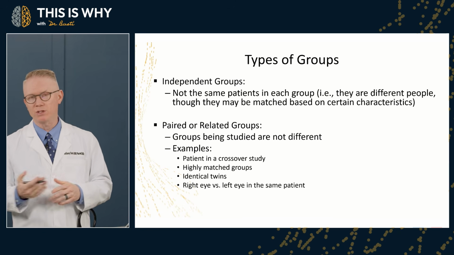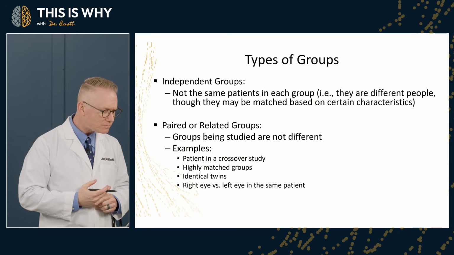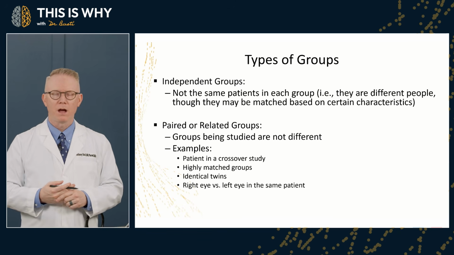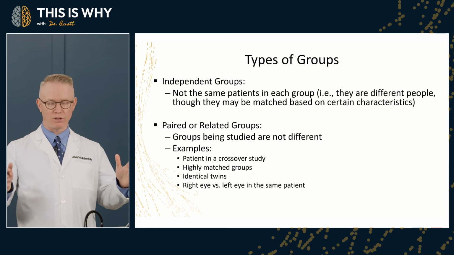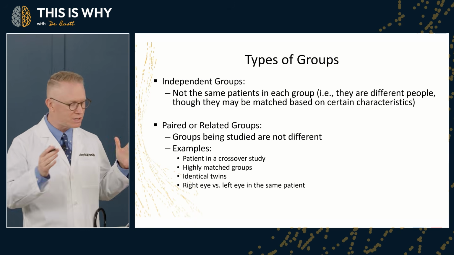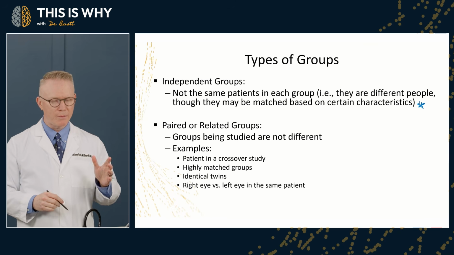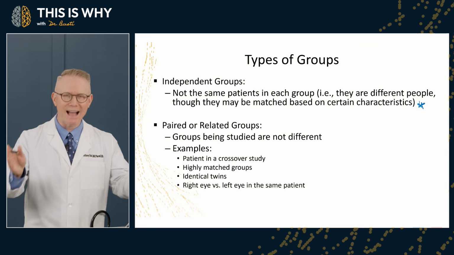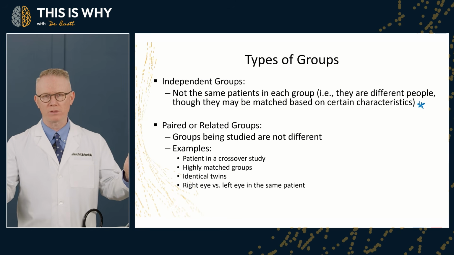And then sometimes it's also codified a little bit better in the baseline characteristics. But independent groups or samples are where the patients are not the same in the two or more groups. They're just different people, okay? And this is classic for an RCT, randomized controlled trial. You are randomly assigned to one or more groups, right?